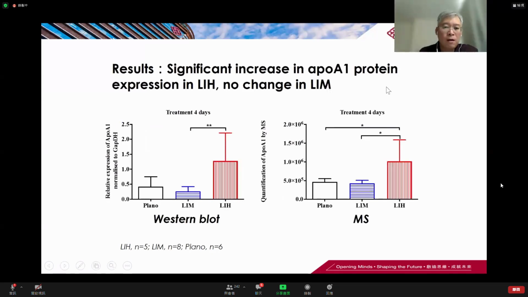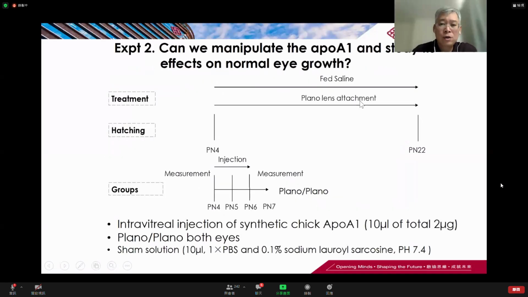So what about the ApoA1 protein expression? We found that there is a significant increase in ApoA1 expression in the LIH, but no change in the LIM as compared to control. You can see that, first of all, in the Western blot there's a significant increase in the LIH, and we also validated it with the mass spec data, where we also see a significant increase in ApoA1 expression in the LIH, whereas in the LIM, in both methods, we don't see a significant change as compared to the control.